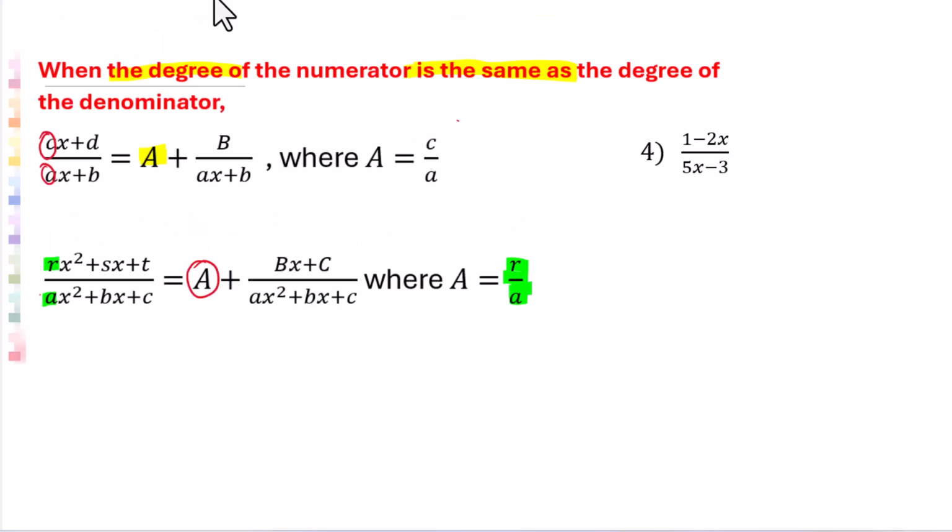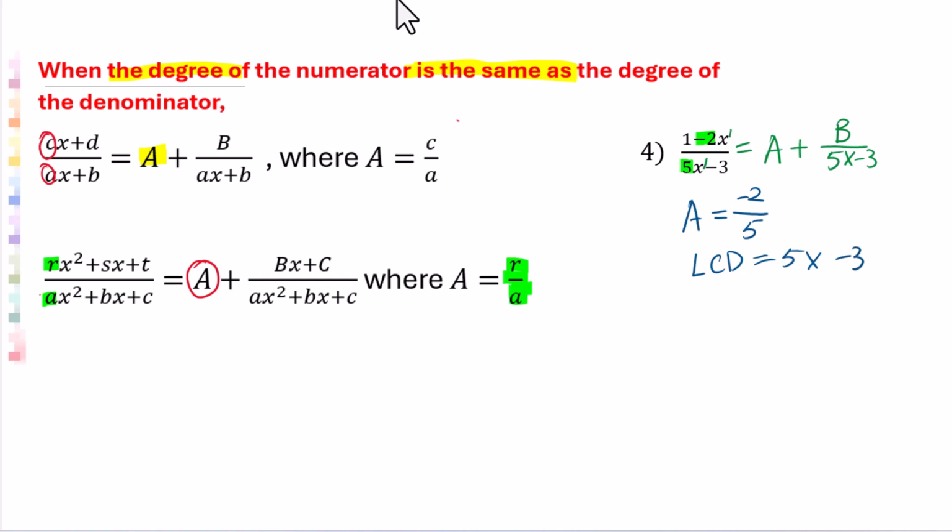For example, question 4: 1 minus 2x over 5x minus 3. The degree of the numerator is the same as the degree of the denominator. So we will change this into a plus b over 5x minus 3. a equals the quotient of the coefficients of x, which is negative 2 over 5. Then LCD equals 5x minus 3.